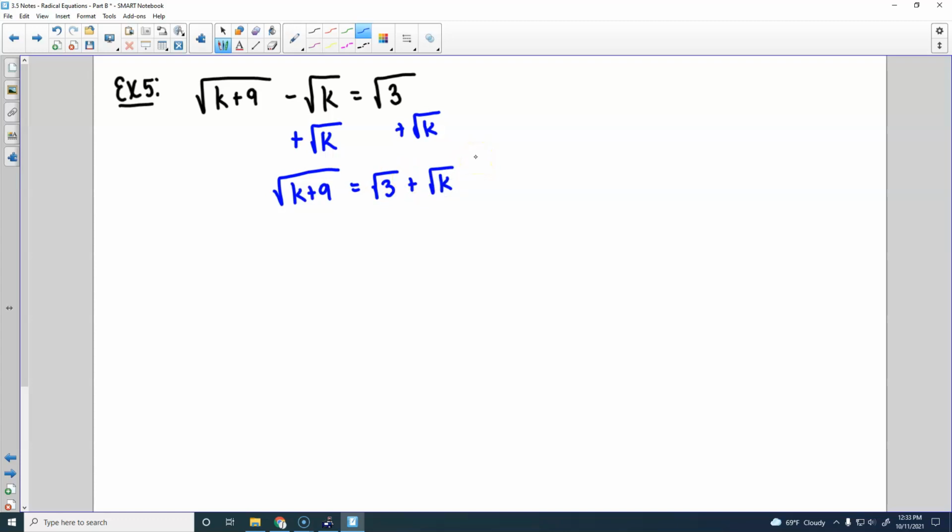But I still think this is going to be a little easier than if I have the square root of k plus 9 minus the square root of k there. What do you think? You cannot pull that out because it's plus. It would have to be 9 times k for you to be able to do that. So you can't pull that out.